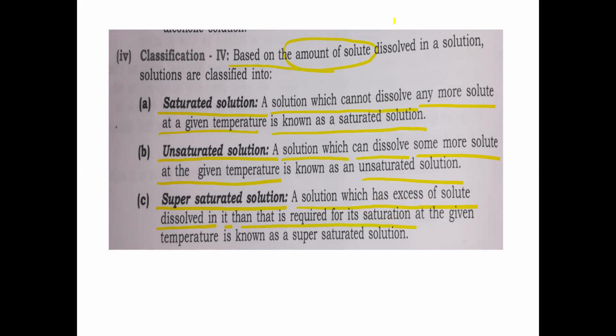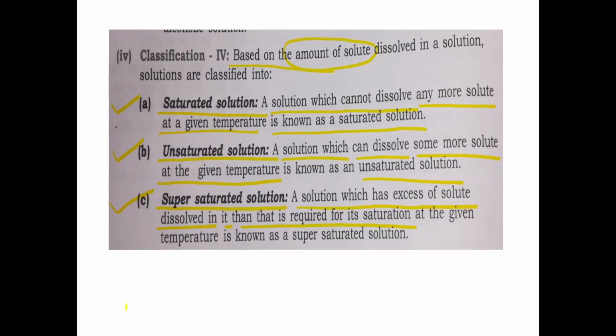More amount than required for saturation will be dissolved here. If a solution contains an excess amount of solute, more than required for saturation, that solution is called a supersaturated solution. So a supersaturated solution contains more solute than required. An unsaturated solution contains less solute than required for saturation. And a saturated solution contains exactly the quantity of solute required for saturation.